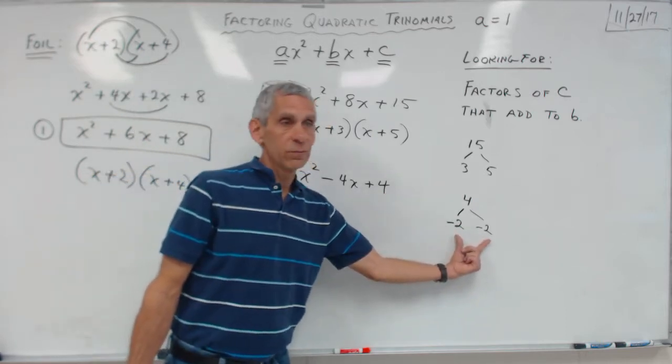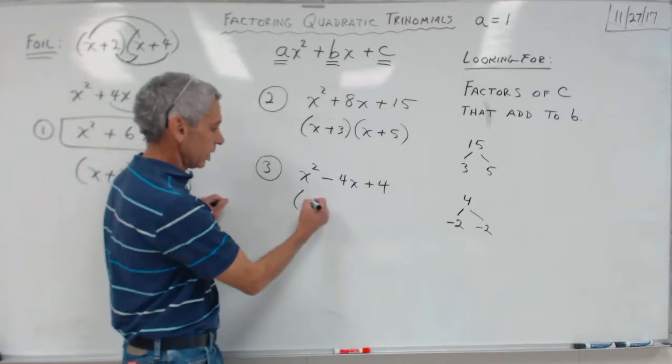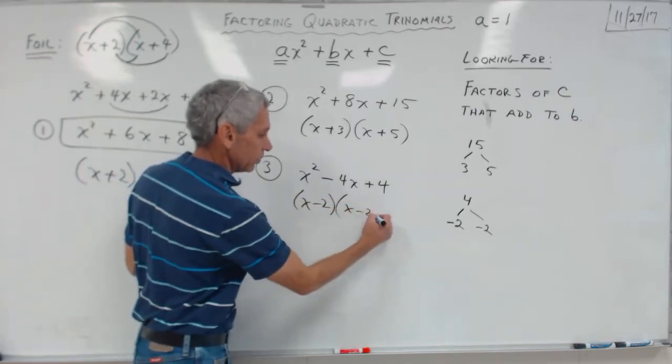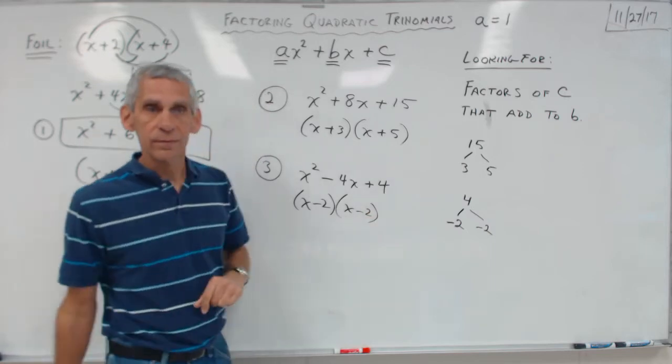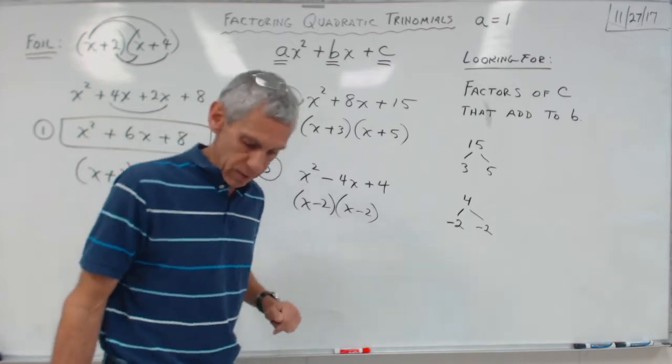So, and now what's negative 2 plus negative 2? That's negative 4, great. So it's x minus 2 times x minus 2, right? We're done. Isn't that cool? It's easy, and it's really fun.